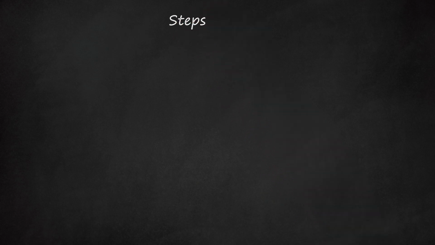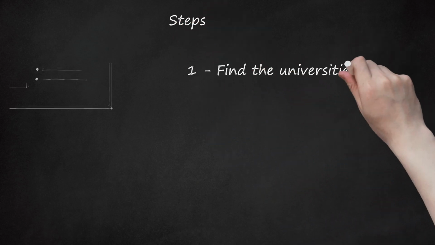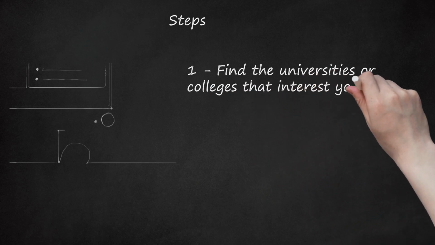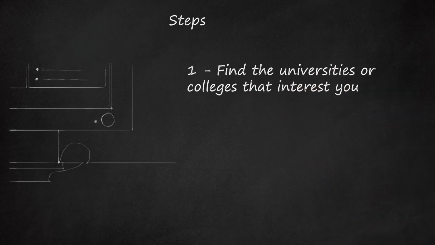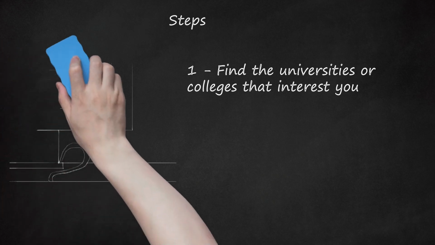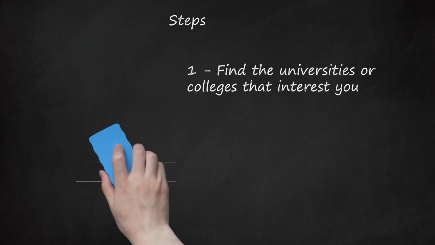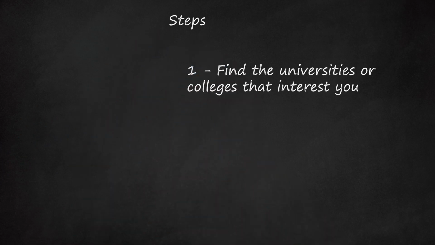Steps. 1. Find the universities or colleges that interest you. If you're not sure which university will suit you, begin at the beginning. Look for universities worldwide using a searchable database of universities around the world, such as Universities Worldwide, Brain Track College and University Directory, etc. Note that these sites are provided to help you. This is not an endorsement of them or any other site. Do your own investigations.